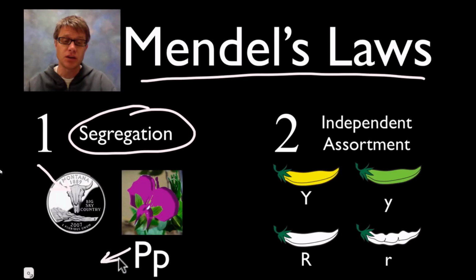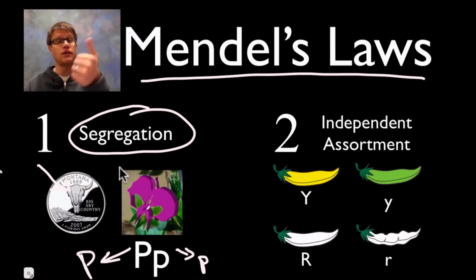There's a 50% chance that the gamete or the next generation is going to get the big P, and there's a 50% chance that it's going to get the little p. And so the law of segregation isn't scary. It basically means everything's a coin flip, and there's a coin flip on each gene.